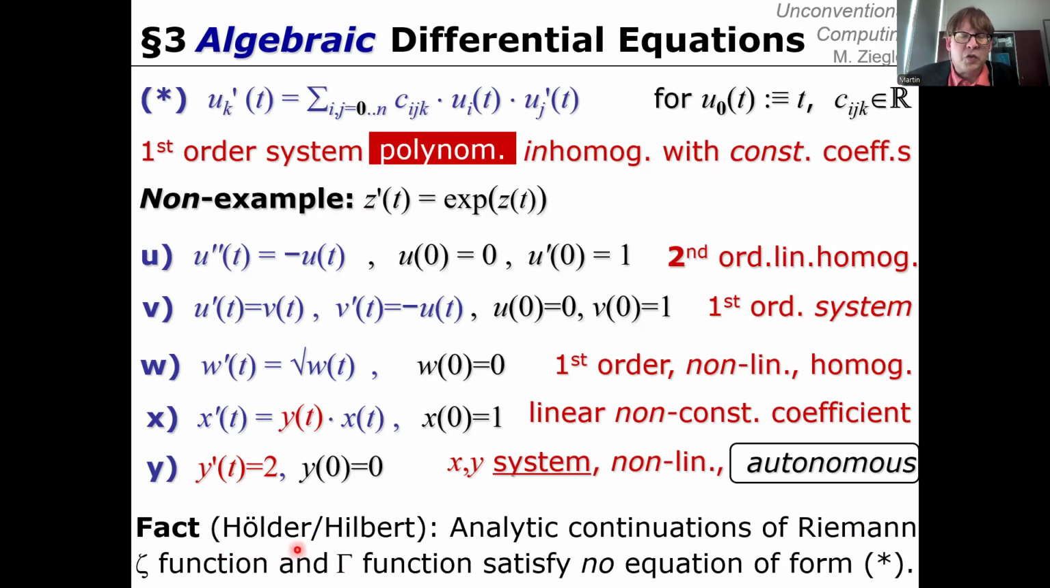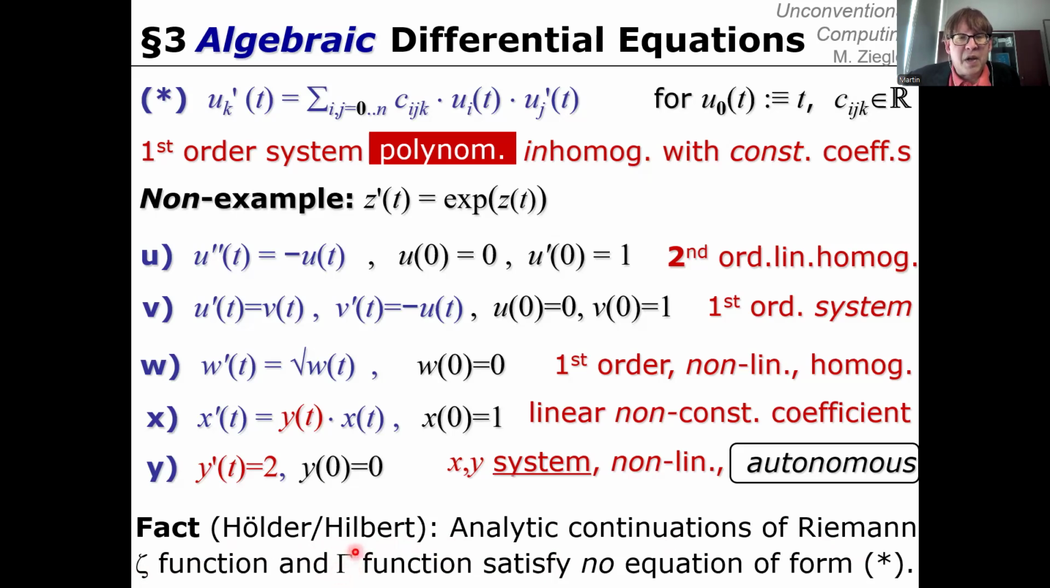One part is due to Hölder, and the other is due to Hilbert, right? Two famous mathematicians. And this is already more than 100 years ago when they proved that the Riemann zeta function, which you probably know from the Riemann hypothesis, right? Number theory, prime number distributions, Riemann zeta function, one of the millennium problems, and the gamma function.